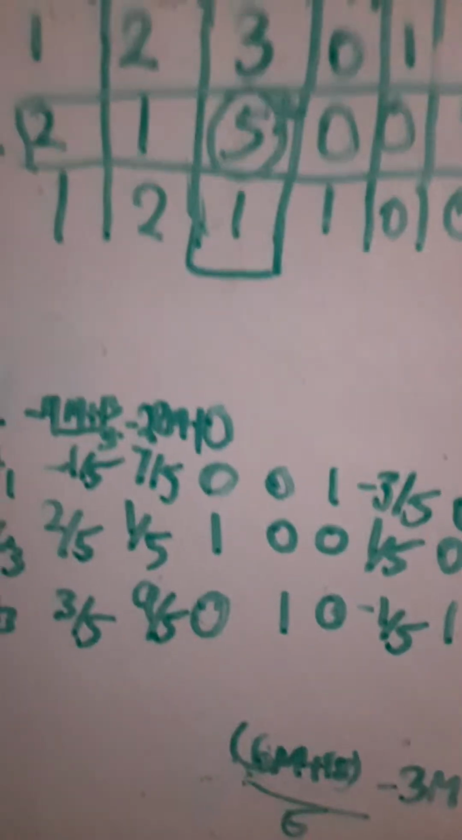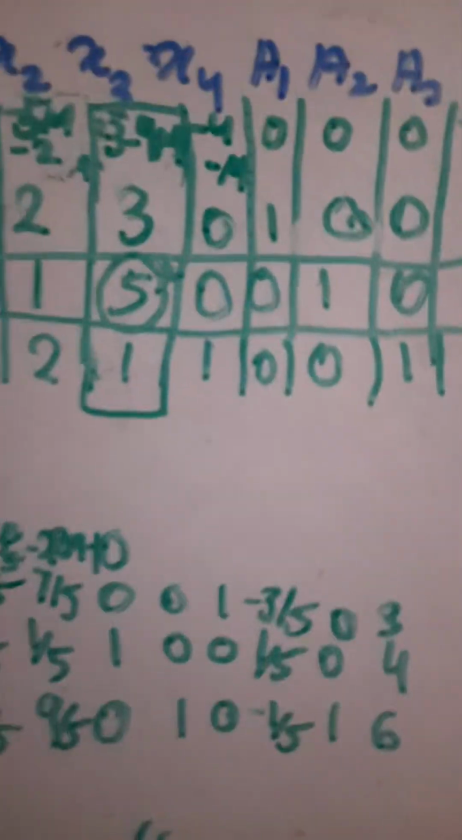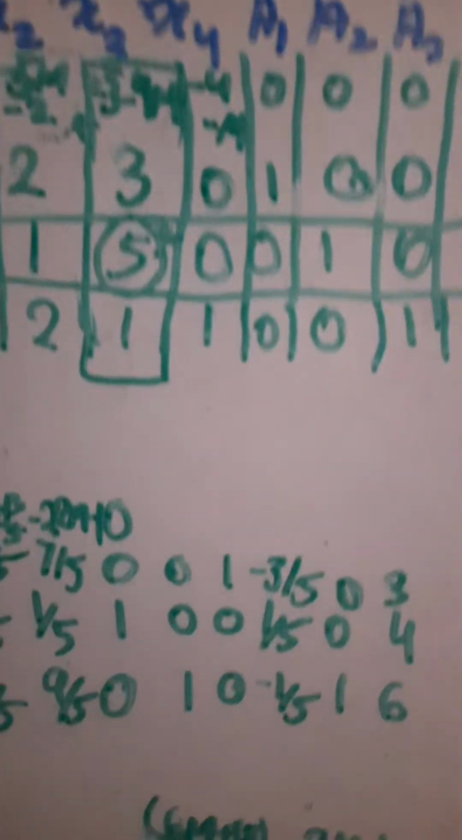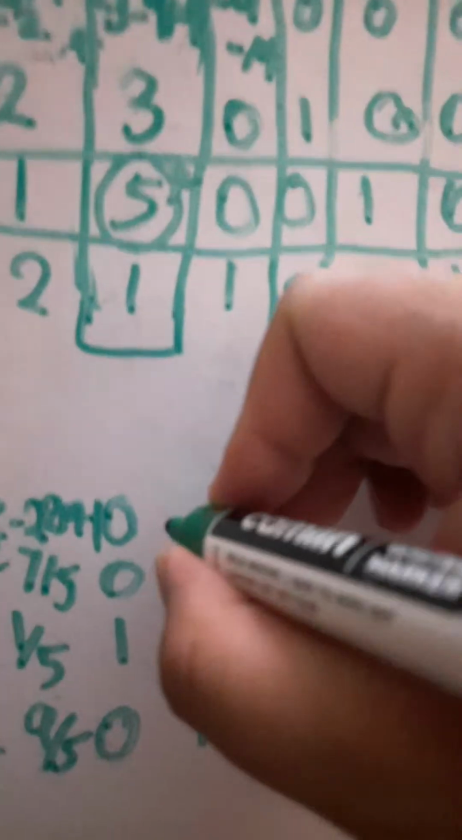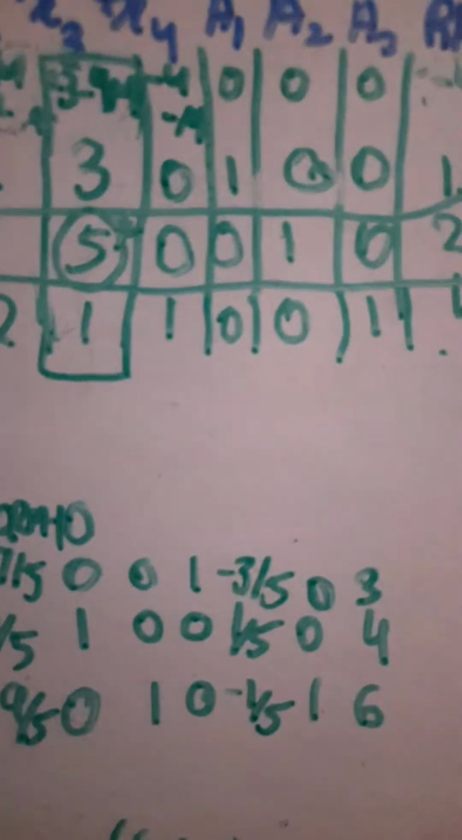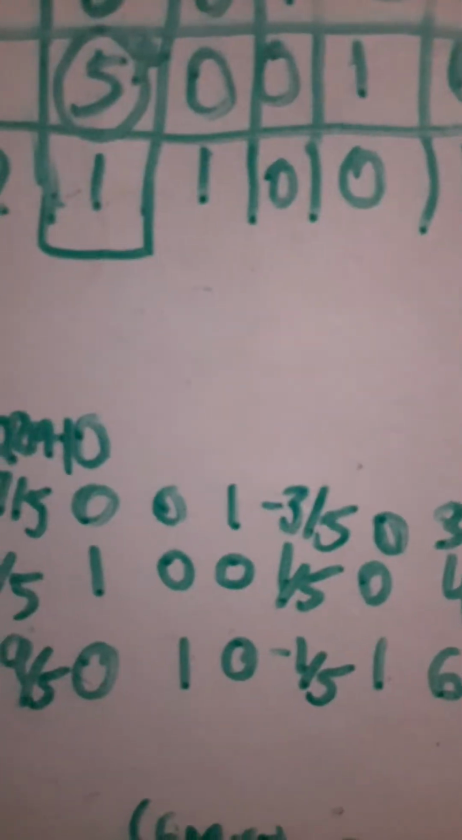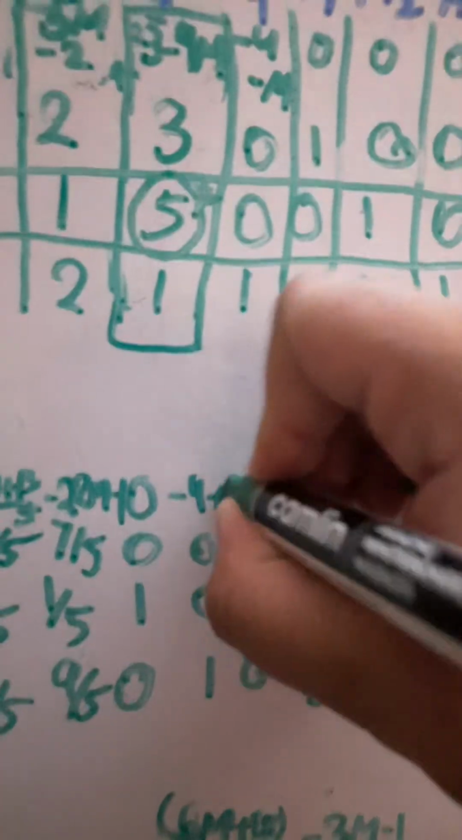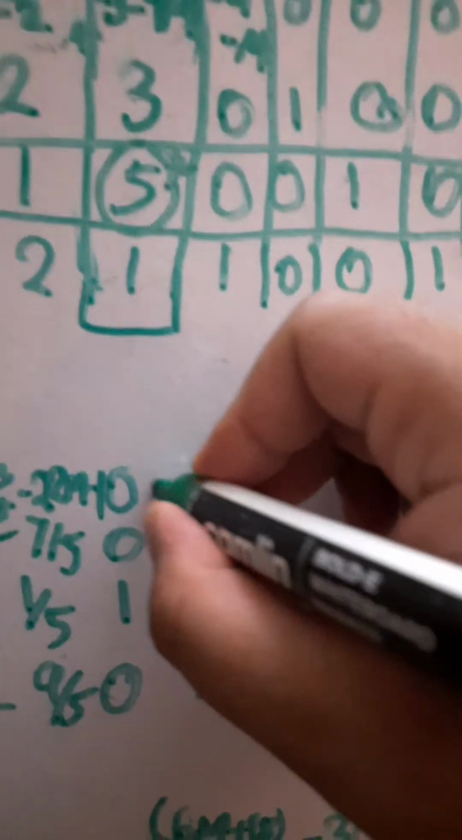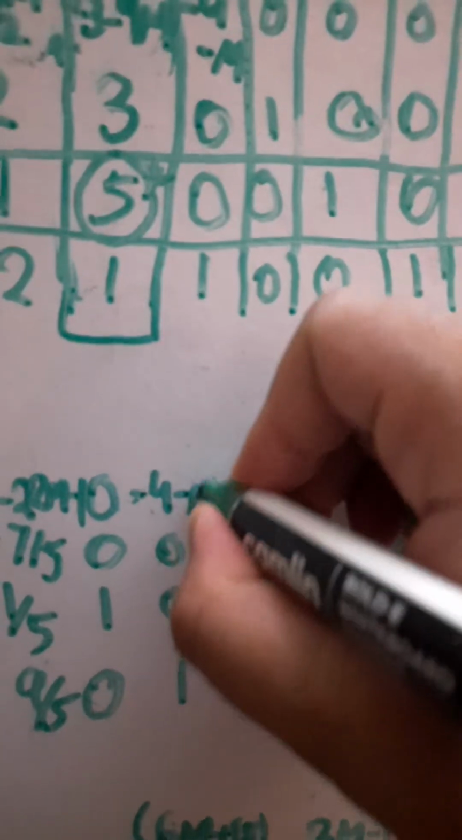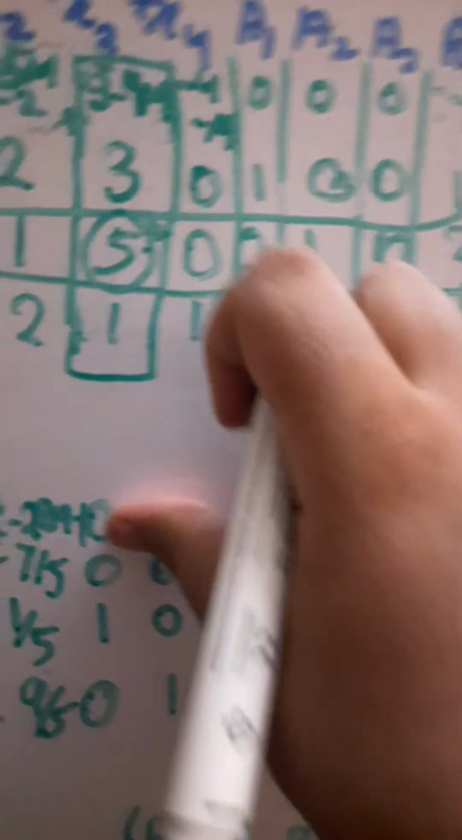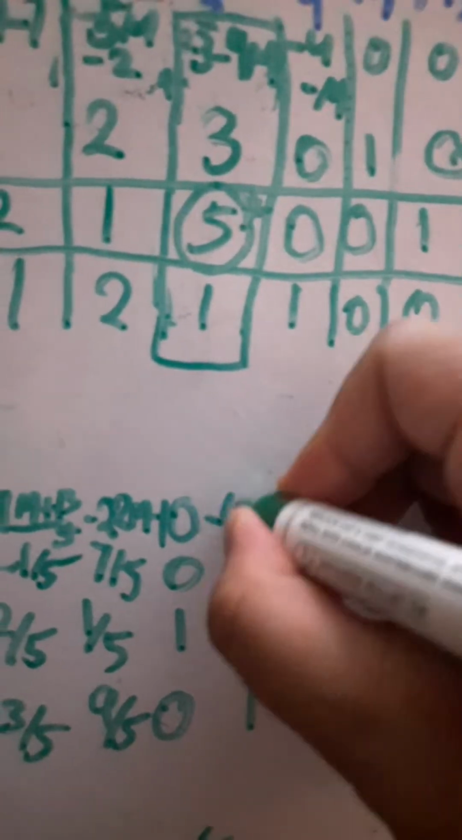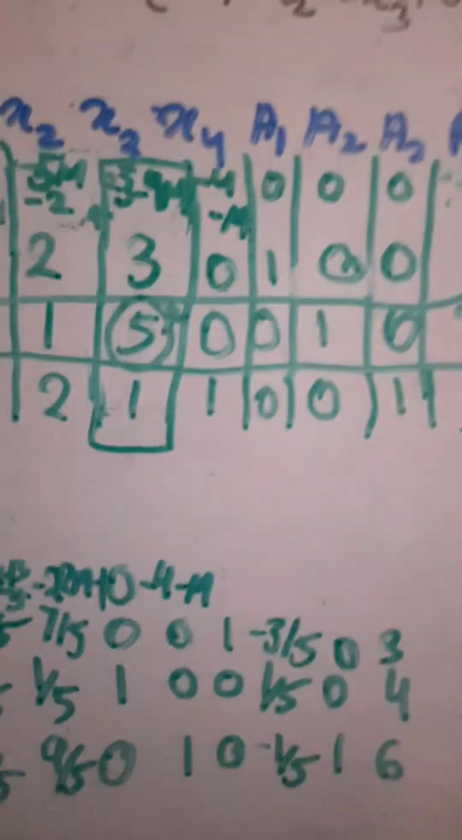So 0, and this is minus 4 minus m. Okay, so it would be 0. Wait a second. 0 plus minus 4 minus m would be the same, minus 4 minus m. Okay, simple. Let me write it a little saving space for other things. Yeah, minus 4 minus m.